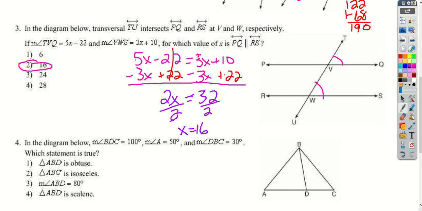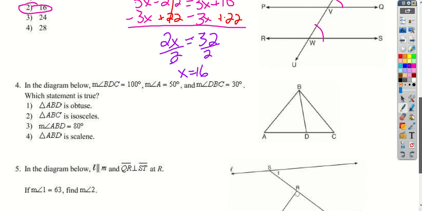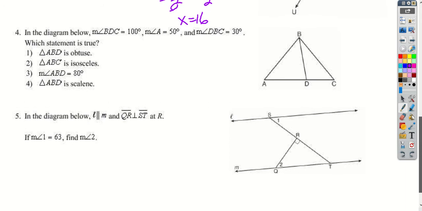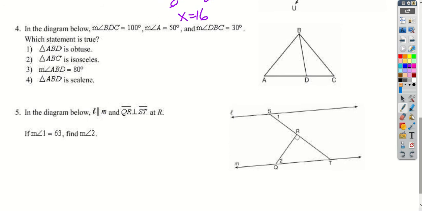Just double check. They're not looking for just x, whether or not you're looking for x or the angle. Okay. In the diagram below, angle BDC is 100. Angle A is 50. And angle BDBC, the angle up here, is 30. All right, which statement is true? So we want to figure out all the other angle measures, really. That's going to be key.